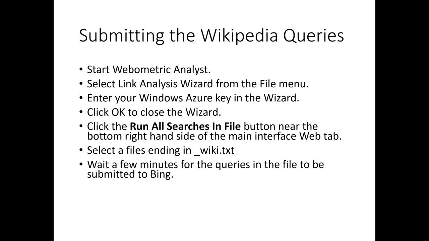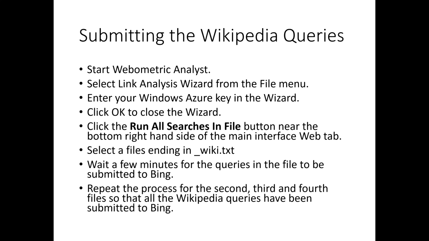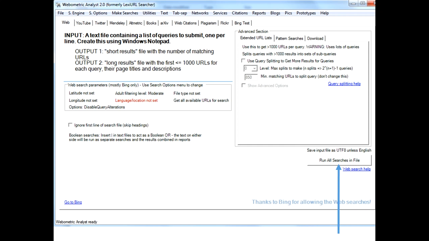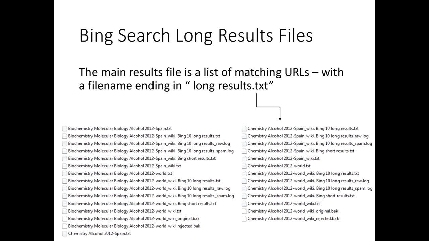This takes a few minutes normally, and then repeat for the second, third and fourth files so that all the queries have been submitted to Bing. So this will get you lots of new files, some of which include the Bing results. So this is where the Run All Searches in File button is, on the main screen in the Web tab near the bottom right hand corner.